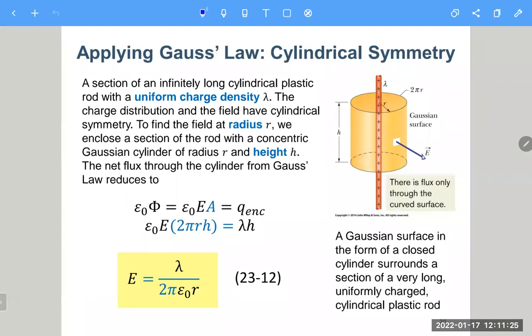Okay, so next we consider applying the Gauss law to another case. Here we try to find the E field generated by a long wire or long plastic rod. Here it says a section of an infinitely long cylindrical plastic rod with a uniform charge density lambda. The charge distribution and the field have cylindrical symmetry.